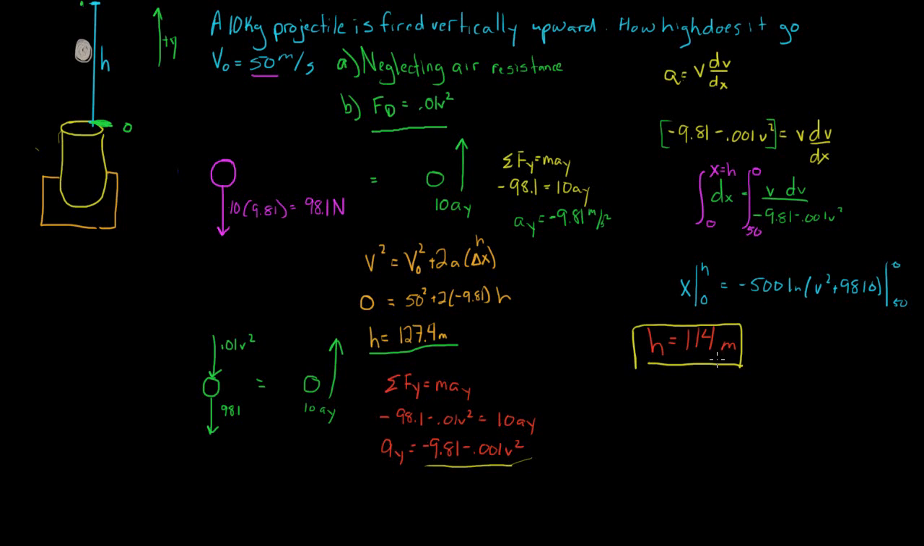And this makes sense. If you think about it, the expression we had without accounting for air resistance gave 127.4 meters, and our expression with air resistance gives only 114 meters. So that means when we neglect air resistance, it's going to go higher than when we account for air resistance, and that makes sense.